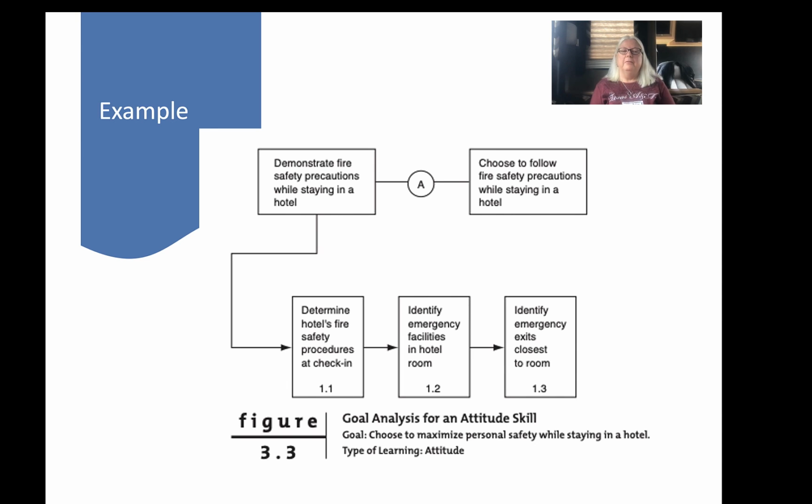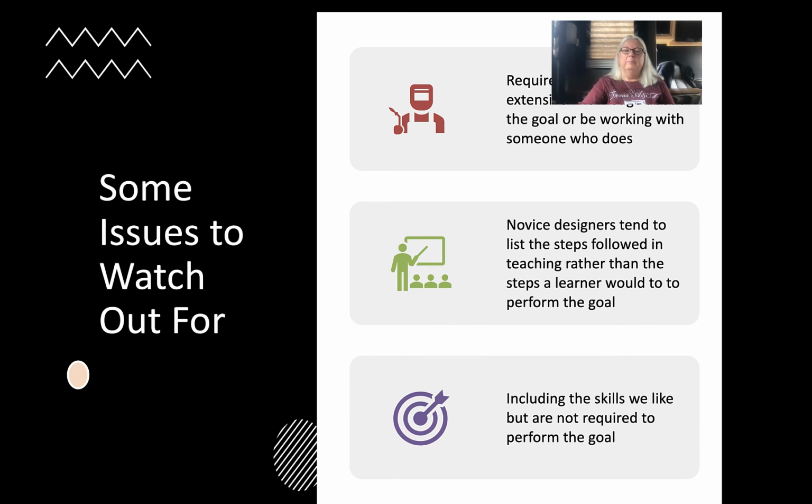This is the format for an attitudinal goal. And then after that, it kind of looks like our intellectual goal. We have steps. We determine the hotel's fire safety procedures at check-in. Then we identify emergency facilities in the hotel room, so on and so forth. Okay, so that would be an attitudinal goal.